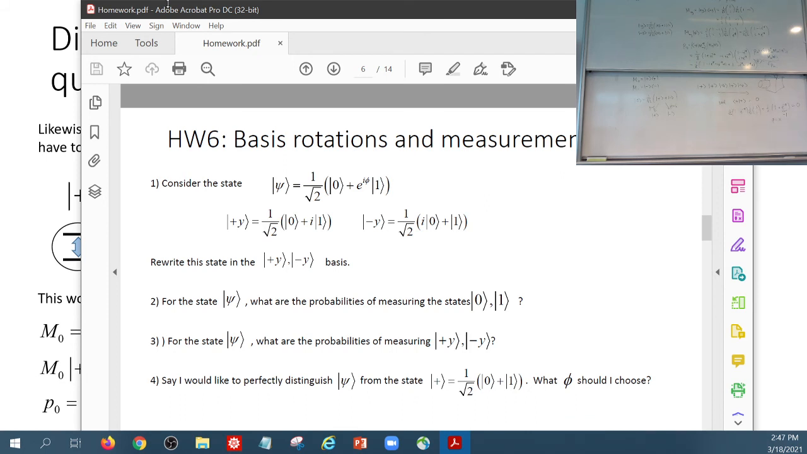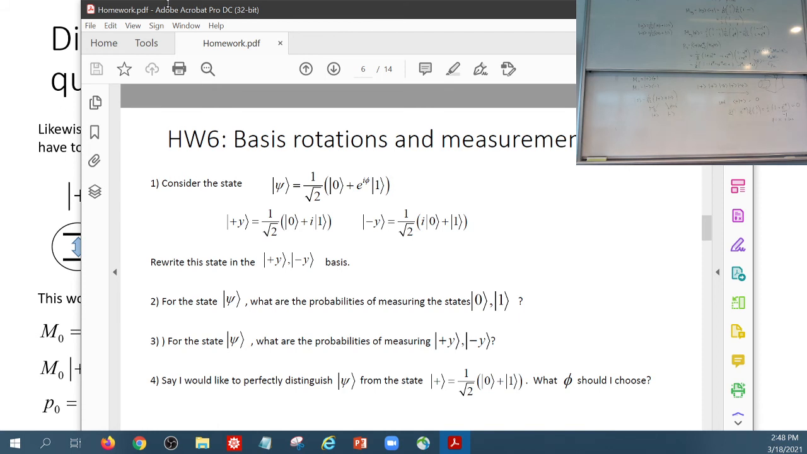Is it possible to be 3 pi? Oh, sure, yes, 3 pi, yes, sure. Plus or minus 2 pi. Okay. So whenever we are asked to distinguish two states, we just use the condition that we can only distinguish two orthogonal states, and then we get it done. That's right, yeah.